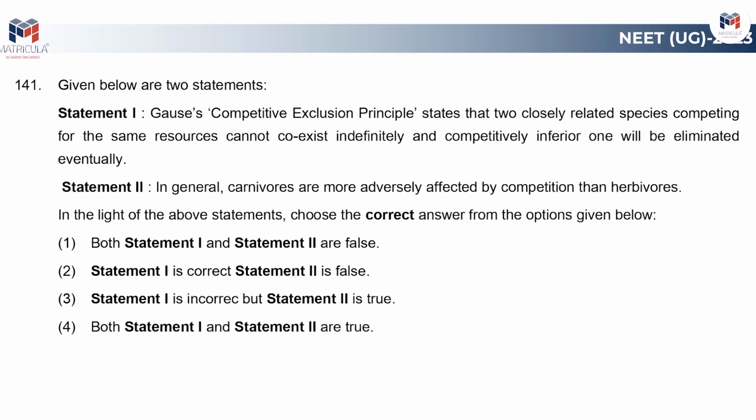Question number 141. Given below are two statements. Statement 1: Gause's competitive exclusion principle states that two closely related species competing for the same resources cannot coexist indefinitely and the competitively inferior one will be eliminated eventually. Statement 2: In general, carnivores are more adversely affected by competition than herbivores. In the light of the above statements, choose the correct answer from the options given below. The answer is option number 2. Statement 1 is correct. Statement 2 is false.